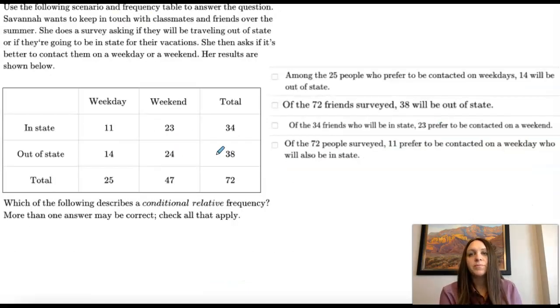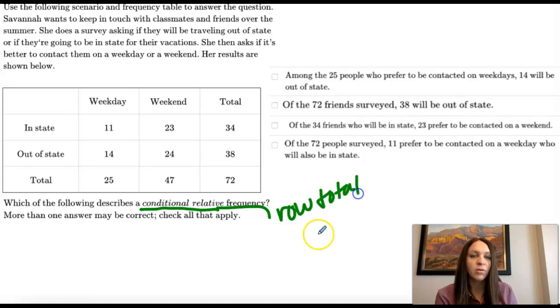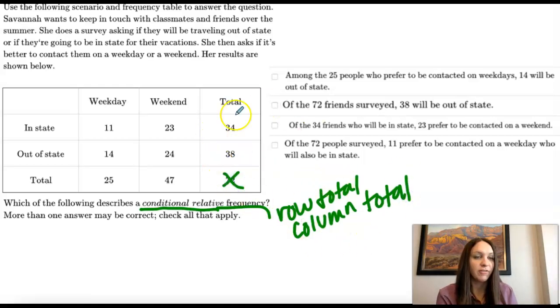So we're going to do one more. Use the following scenario and frequency table to answer the question. Savannah wants to keep in touch with her classmates. Weekend, weekday, we've already done this. All that's different is the numbers have changed. So when we're talking about conditional relative, we're looking at a row total or a column total, not 72, not the total in the right corner.